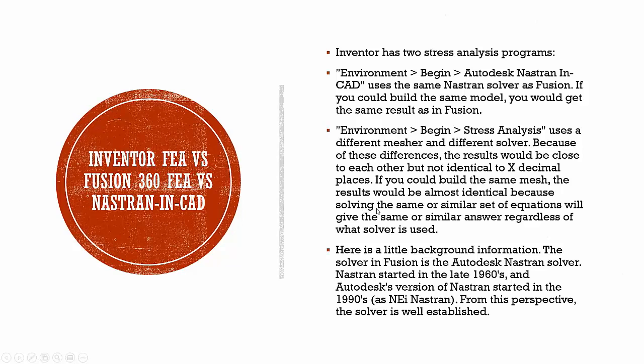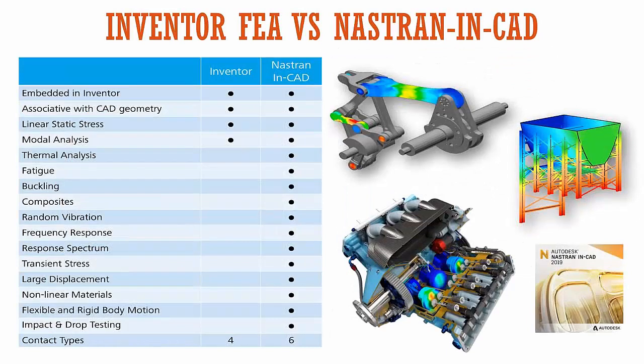To tell you about Nastran, it has a good bit of history. It was developed in 1960, and Autodesk bought it in 1990, and then they developed their Nastran software themselves, which is working really well to this date. So these are all the capabilities of Inventor FEA, and these are all the capabilities of Nastran.